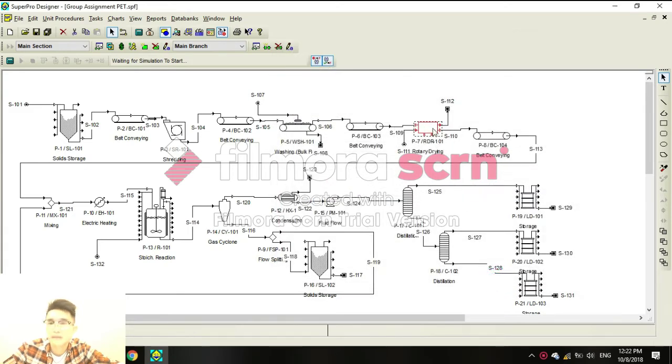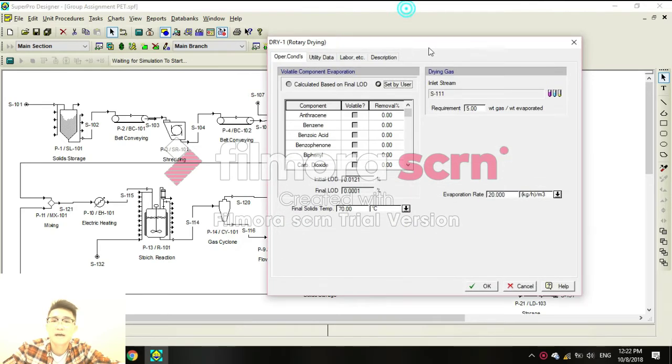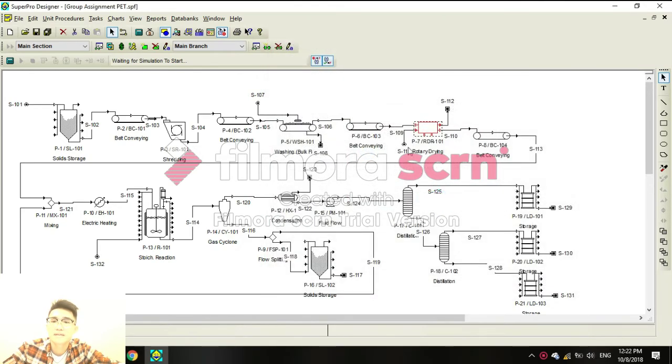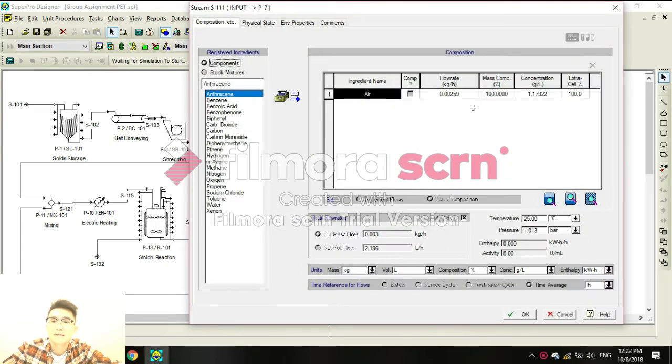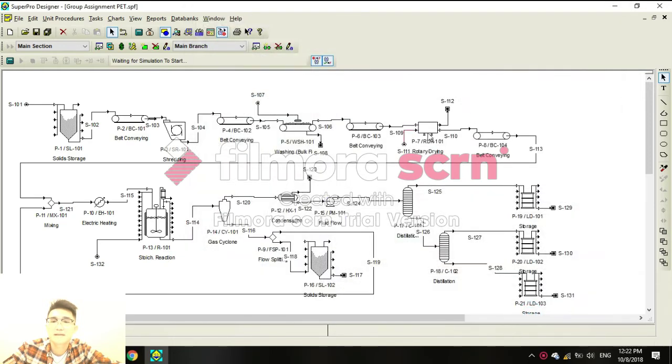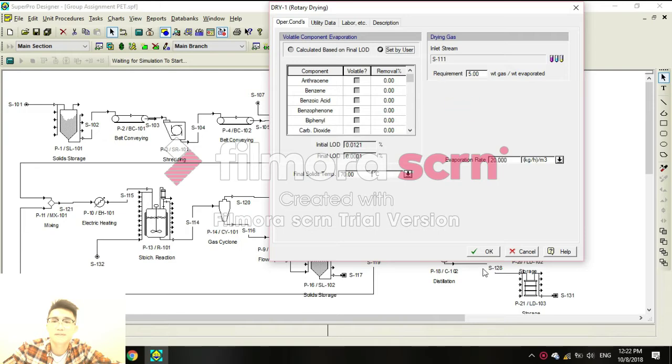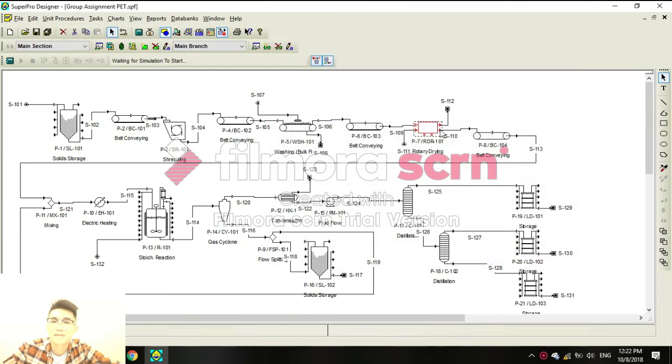How do we dry it? By using air. That's why there is one inlet stream here, S111, which is the inlet air, in order to dry our plastic. All these things are calculated by SuperPro itself. After it dries, it goes to the conveyor belt and comes out as S113. Then S113 is the inlet for the process part. So that's all for the pre-treatment section.